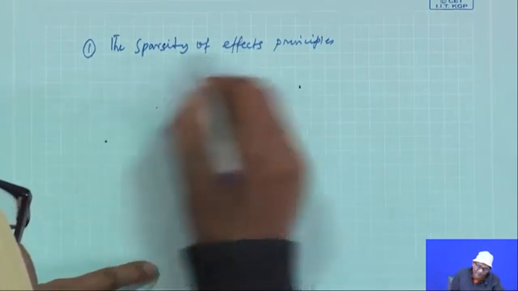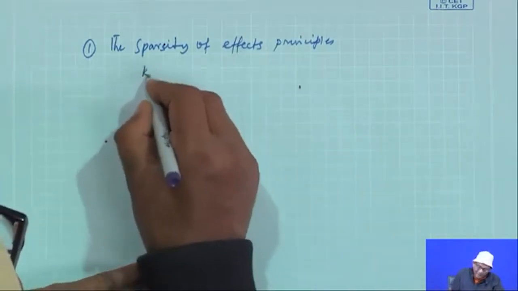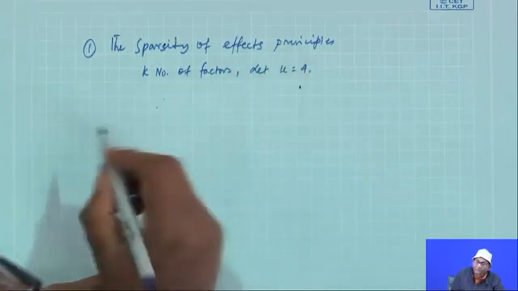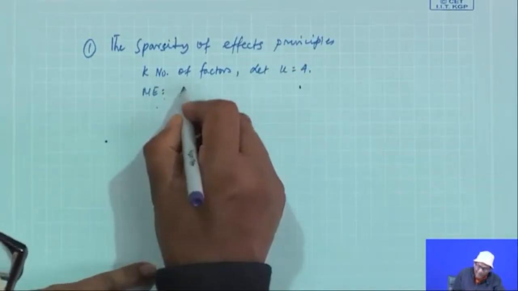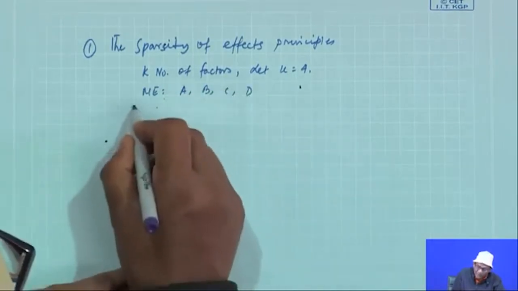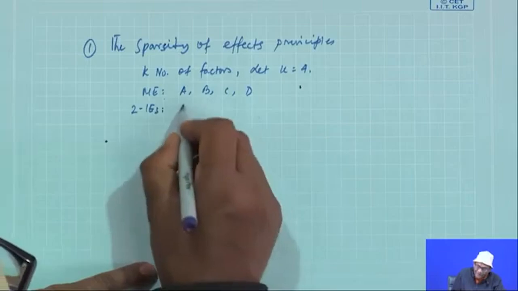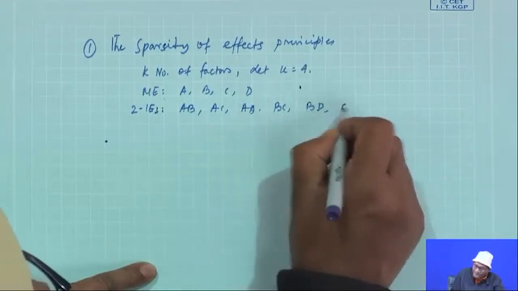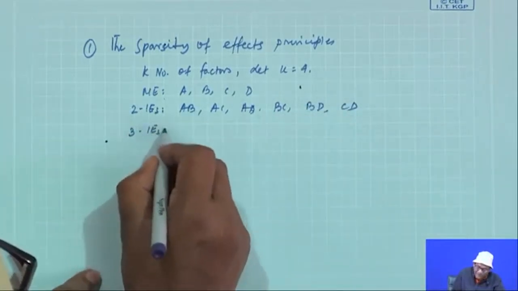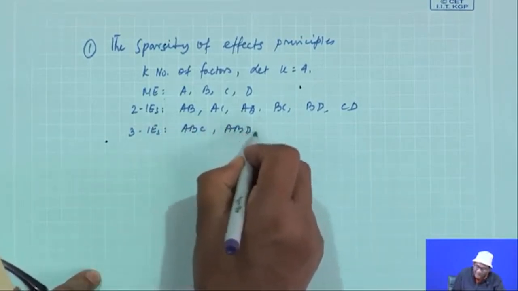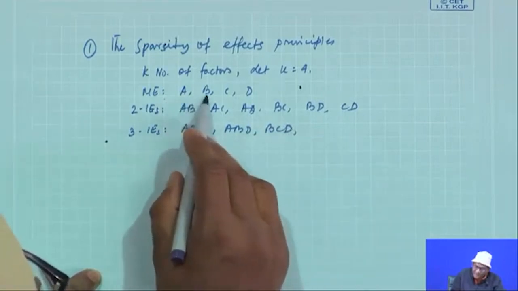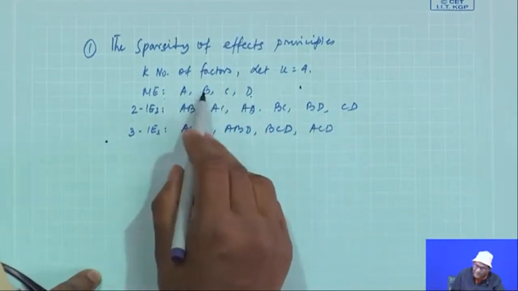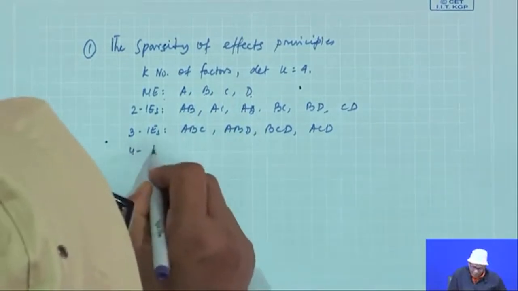If you have a large number of factors, suppose you have k factors, let k equal 4. Then how many main effects? Main effects will be A, B, C and D. How many two-way interaction effects? Two-way interactions will be AB, AC, AD, BC, BD, CD. How many three-way interaction effects? ABC, ABD, ACD, BCD. How many four-way interaction effects?